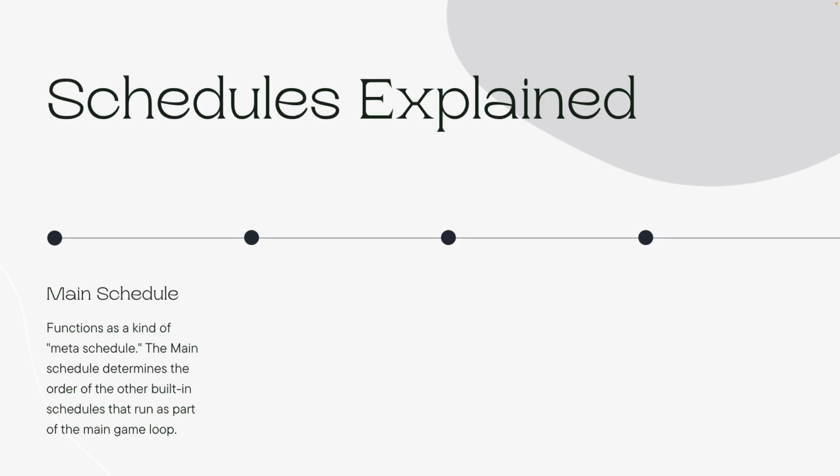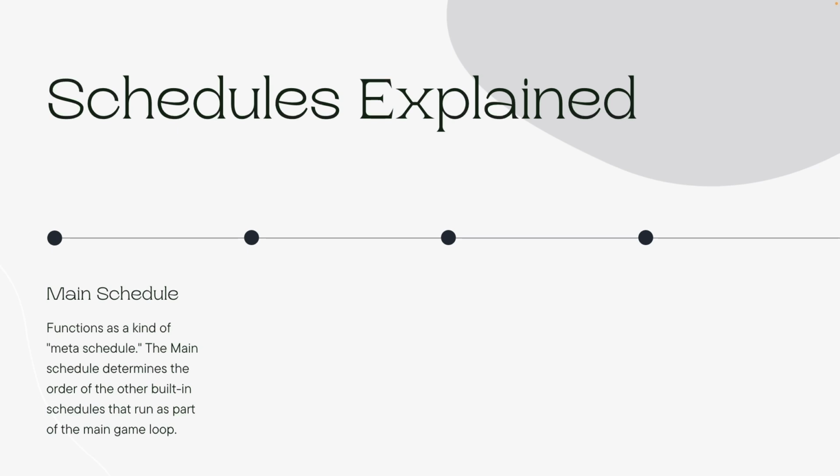Let's dive in, starting with the main schedule. We haven't talked about this yet, but we've used other subschedules that are in the main schedule. Main functions as a kind of meta schedule. However, fundamentally, it is still just a schedule, similar to any other you might use in Bevy. Its primary role is to organize and execute a sequence of other schedules, which are identified by their labels.